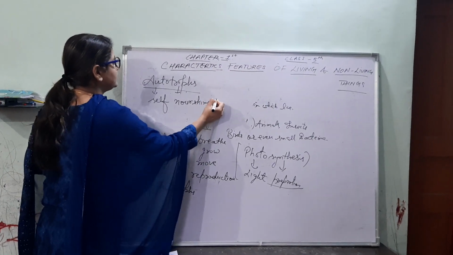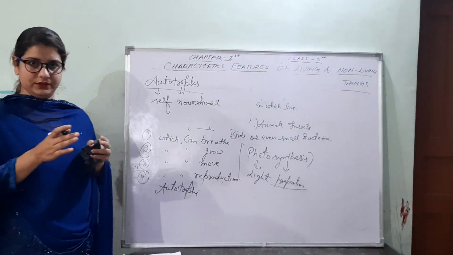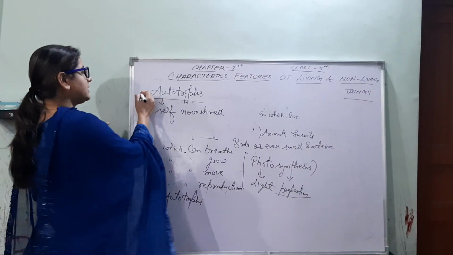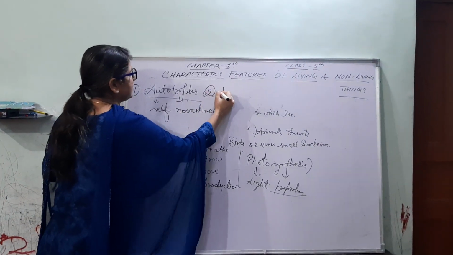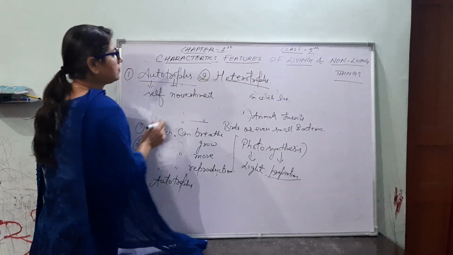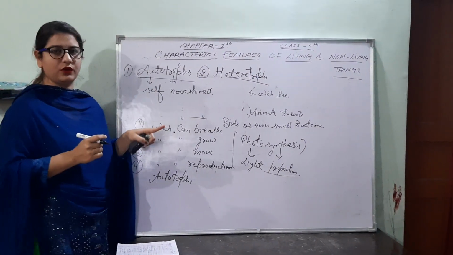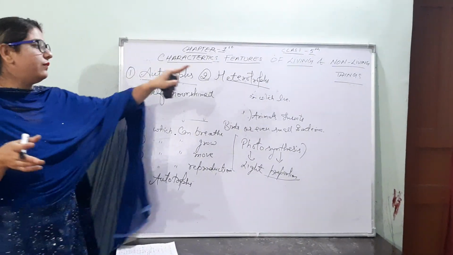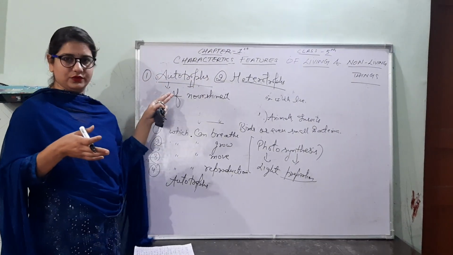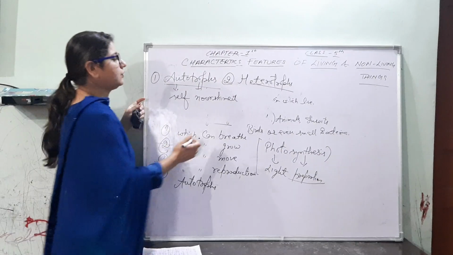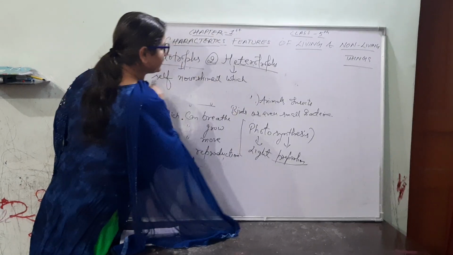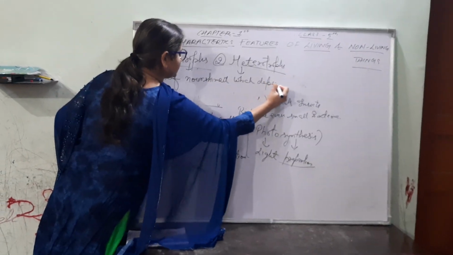Autotrophs are those which prepare their own food, which are self-made. And second is the heterotrophs. Heterotrophs are those which depend upon the autotrophs for food, which depend upon the autotrophs as a source of energy.